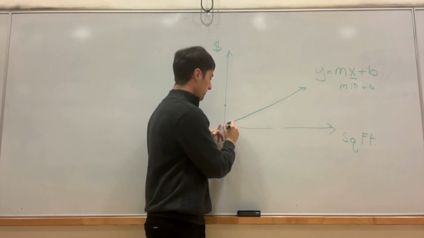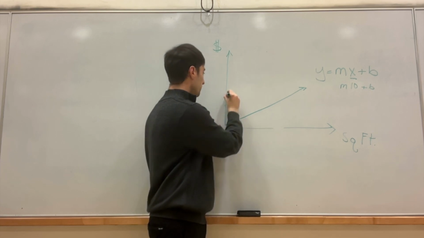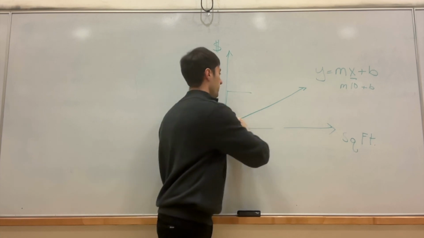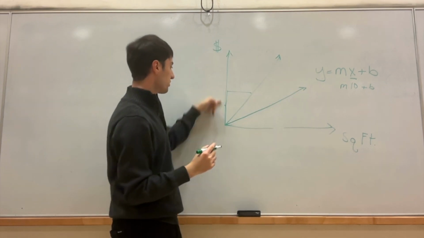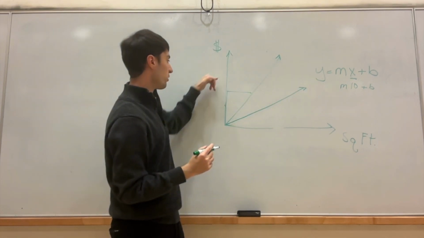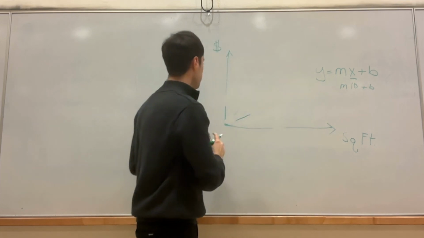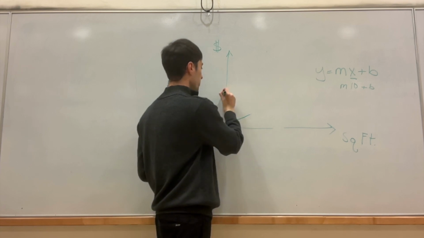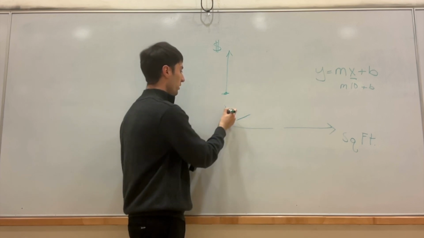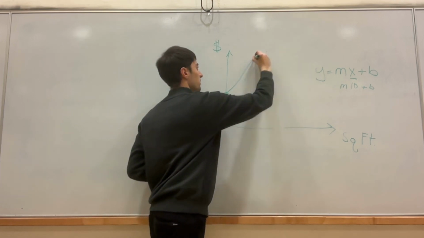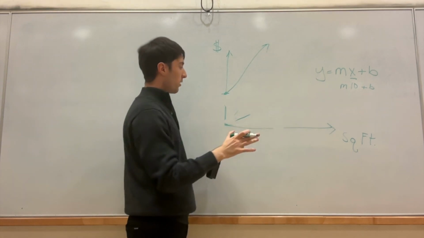So rise over run. If m is 2, we're going to have 2 up and then 1 over, and it's going to be like that. Then the b controls the shift on the y-axis. So if b is 2, we're going to go up 2 right here, and this is where the intercept is going to be. So 1, 2, and then draw our line like that.